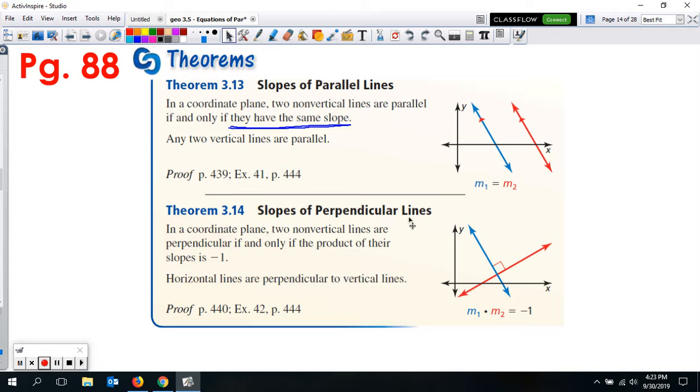And then for perpendicular slopes, it also kind of talked about it there as well. This one says that the product of the 2 slopes, if you multiply the slope of the blue one times the slope of the red one, it equals -1.